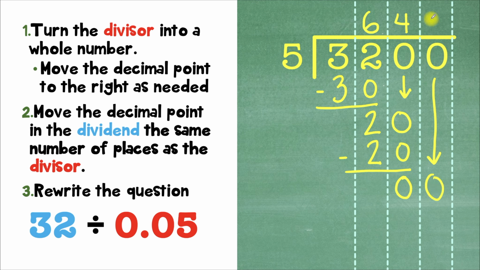5 goes into 0 times, because 0 times 5 is 0. When I subtract that, I get 0, and now we're finally done. Therefore, our quotient is 640.